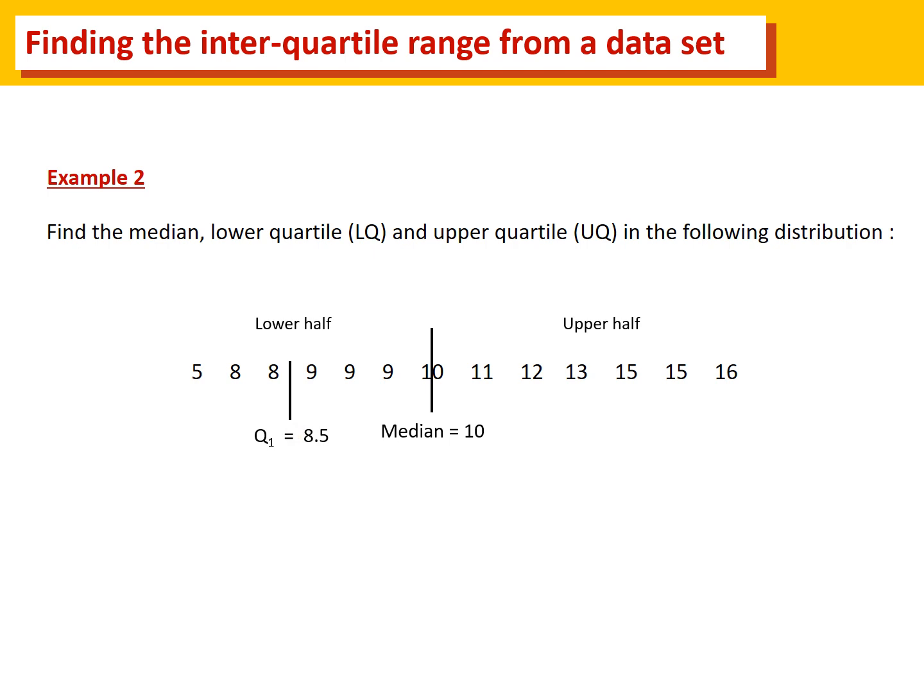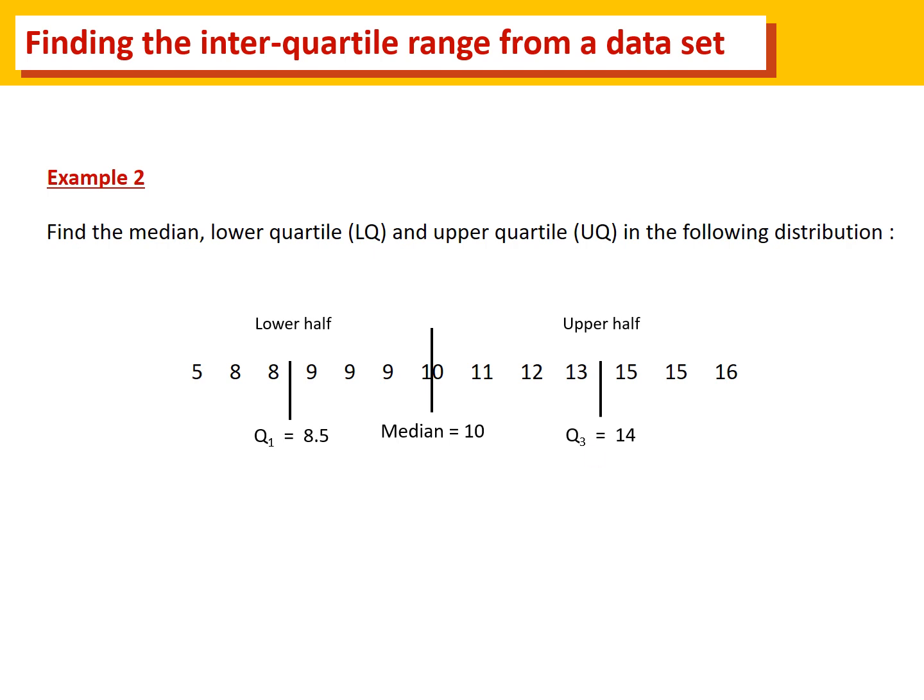For the upper half, we've got our 6 values. The middle value where the red dot is at the moment, that would be halfway between 13 and 15, because to the left of the red dot, 1, 2, 3 values, and to the right of the red dot, 1, 2, 3 values. So the red dot is the middle of the upper half, and that would be the middle of 13 and 15, which is 14.